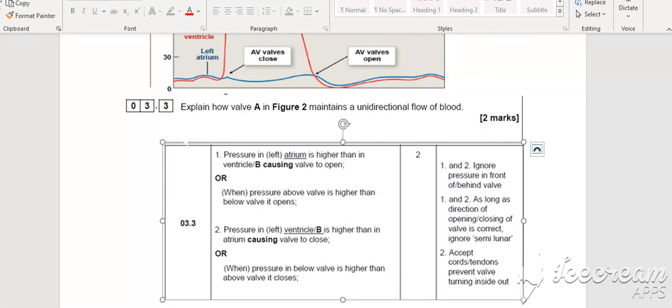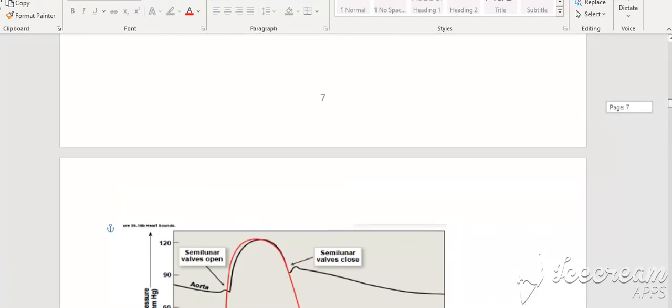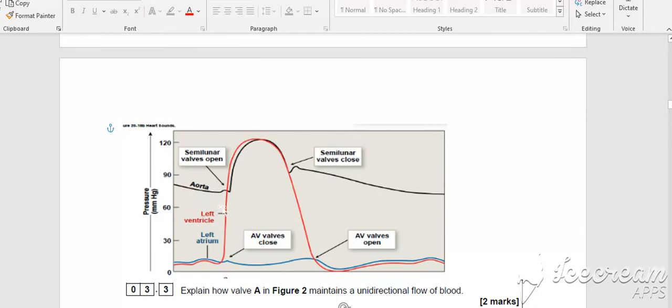If you have put the wrong valve for the first part of the answer and you have described it as the semilunar valve, the error will be carried forward in this question, but you must then be talking about the pressure between the left ventricle and the aorta. So the semilunar valve would open when the pressure of the left ventricle is higher than the pressure of the aorta to allow blood to flow through, and the semilunar valve would close when the pressure of the left ventricle drops below the pressure of the aorta.